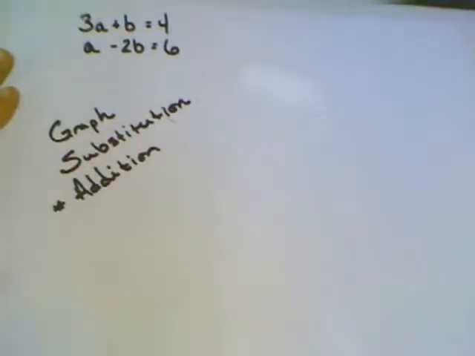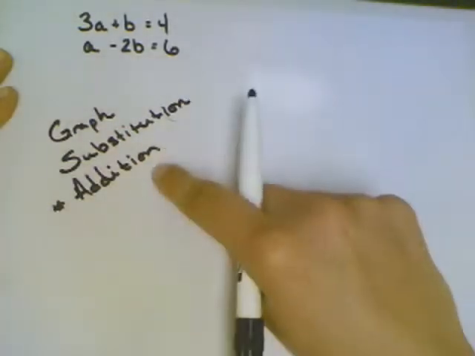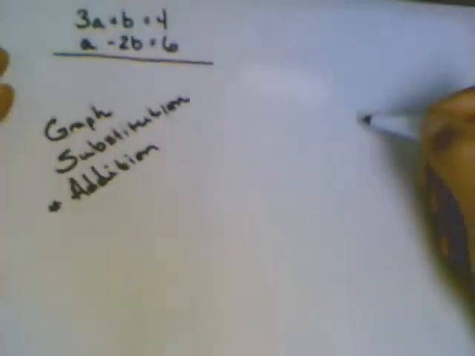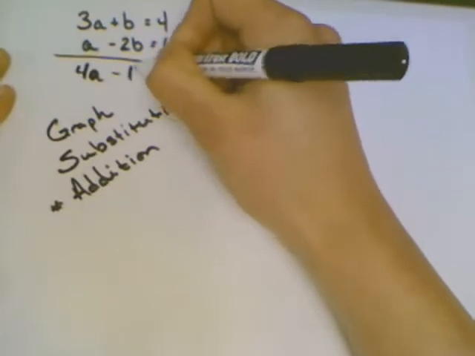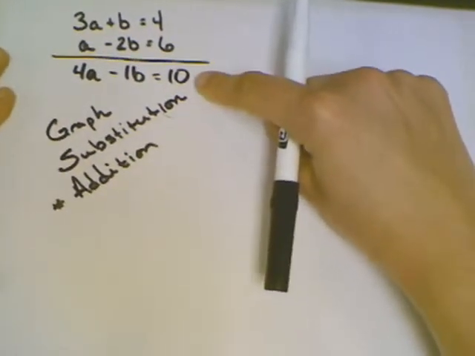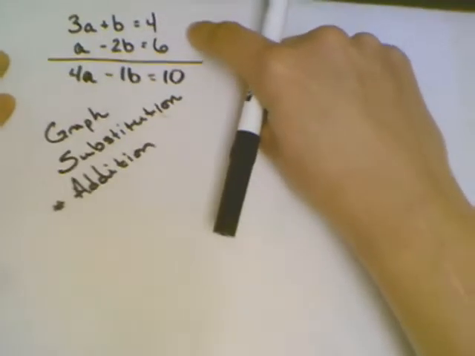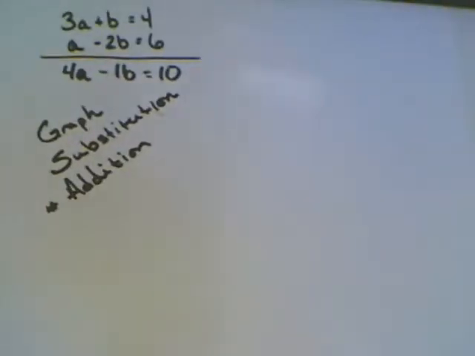And the addition method I think is the quickest way to get to the answer, but there's some systems, like this one up here, that I can't use the addition method right away. If I try to add these two equations together, I'm going to get 4a minus 1b equals 10, and I didn't get one of my variables to go away. So this is not helpful to me. But there is something that we can do to this system to make the addition method work.